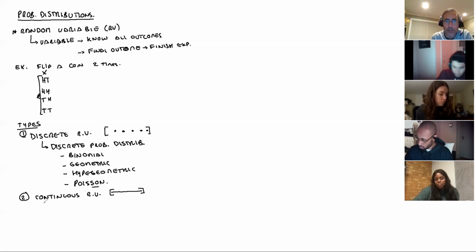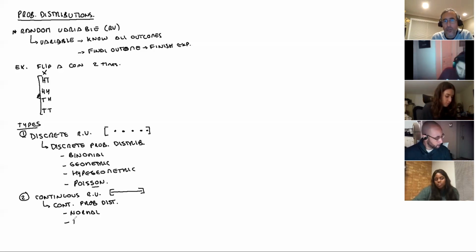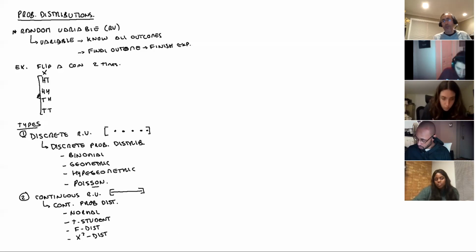And continuous random variables, of course, use continuous probability distributions. The ones that I will present very quickly later, because we're going to use them a lot: the normal distribution, the T student, and in class, we're going to talk about the F distribution, the chi-square distribution, etc. So in this part of the review, we're going to do normal and T, and the F and chi-square we're going to do later in the class.